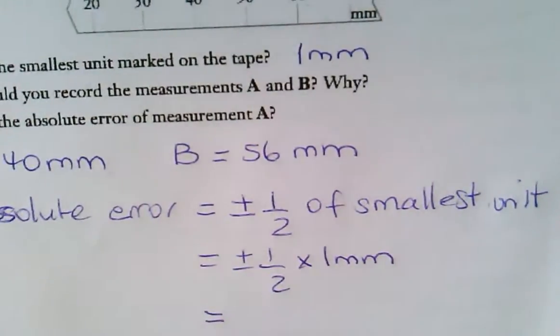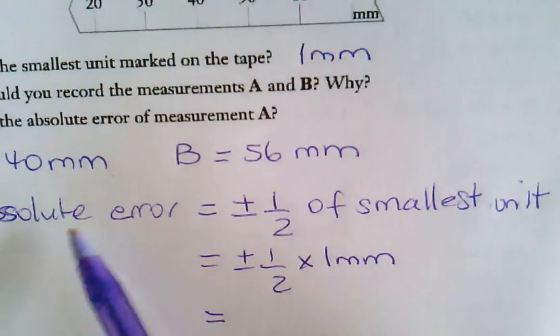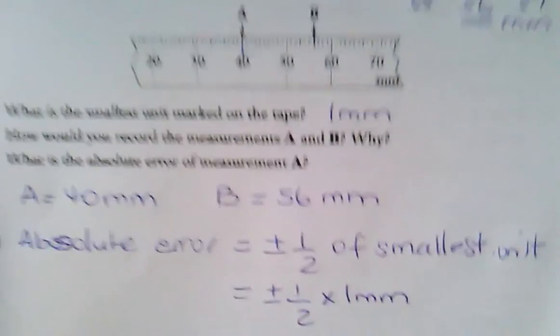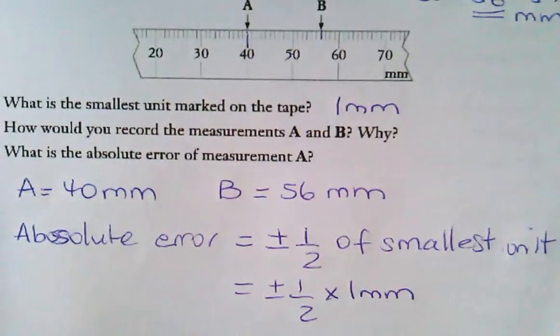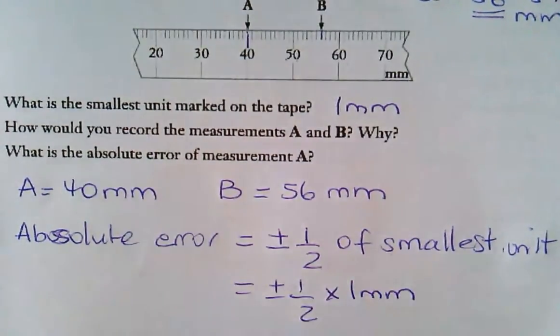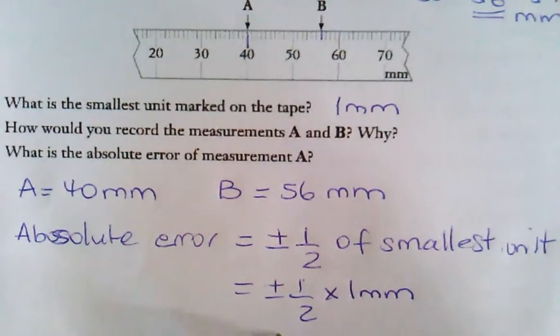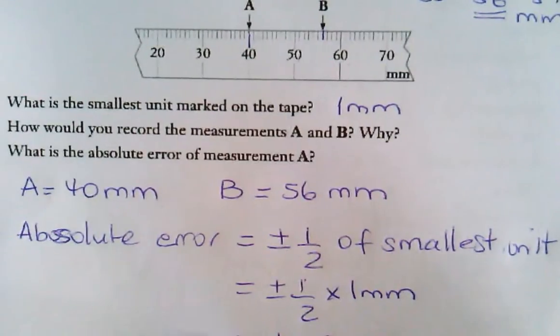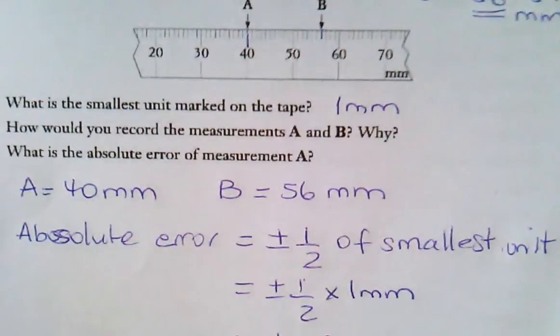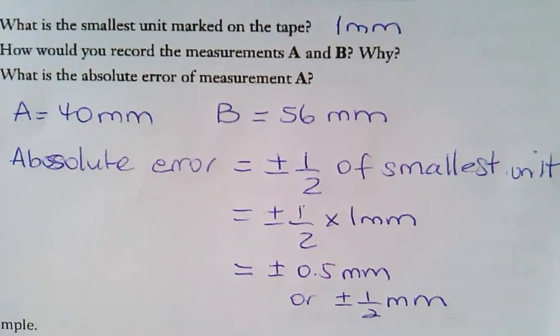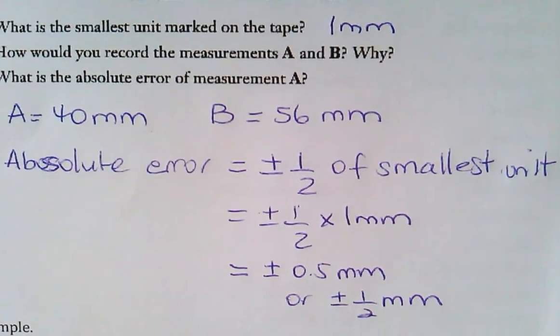So you have to learn the definition. The absolute error is plus or minus half of the smallest unit. You look at it and you say, what's the smallest unit I can see? It's millimetres. So it's plus or minus half of a millimetre. What's a half of 1? It's a half. So it's plus or minus 0.5 of a millimetre, or plus or minus half a millimetre. That is your absolute error, plus or minus half the smallest unit.